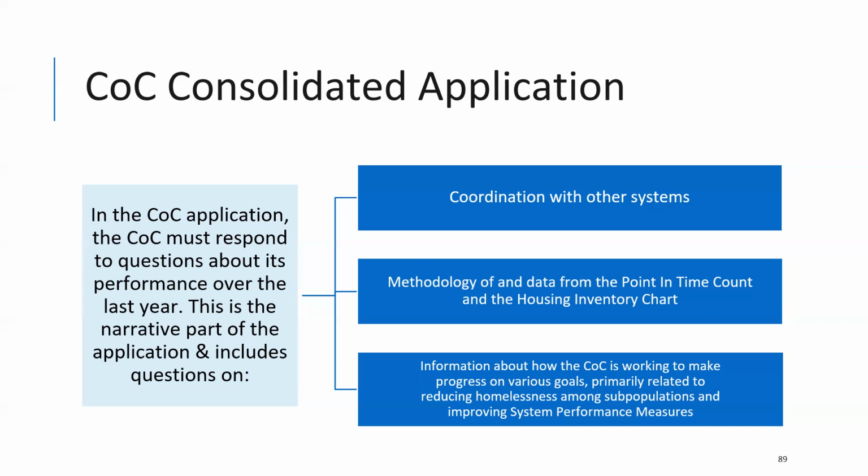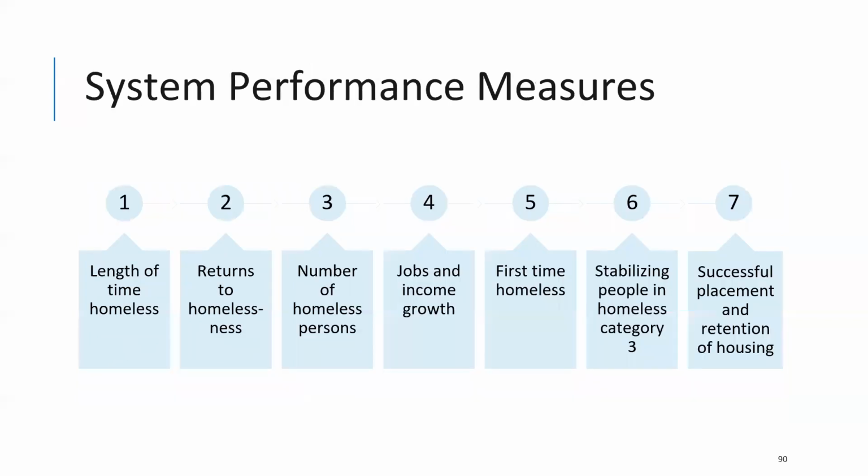Each new and renewal project has to submit an application in eSnaps, and then the CoC has to rank those projects. And again, we mentioned tier 1 and tier 2 in a previous module. You have to rank them and put them into tier 1 and tier 2. So right now we're going to continue talking about the consolidated application.